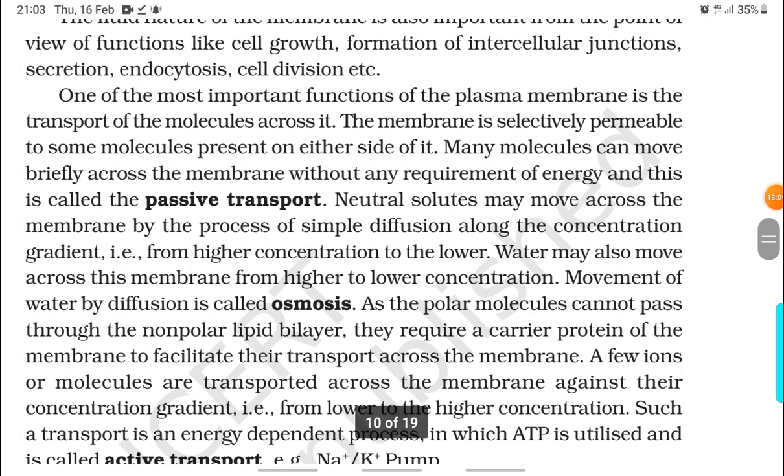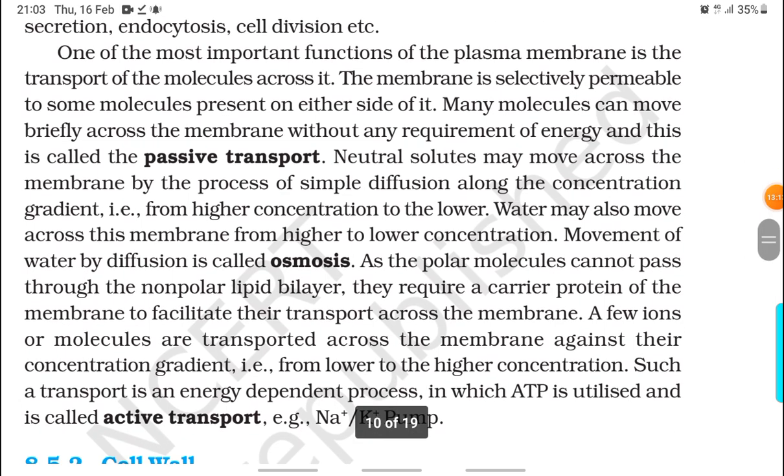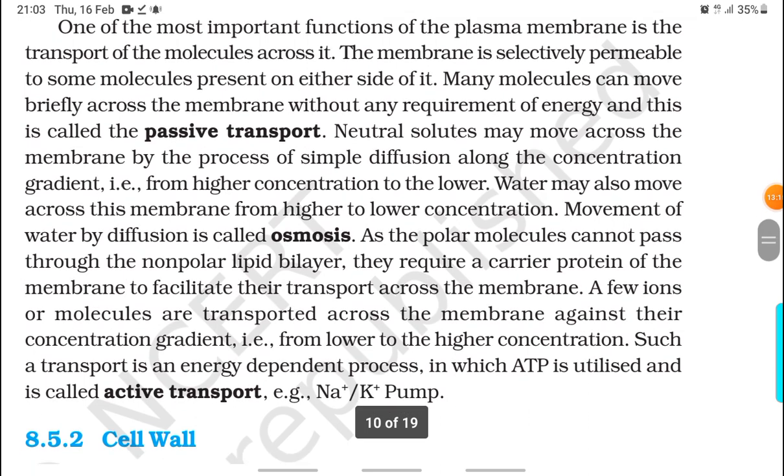One of the most important functions of the plasma membrane is the transport of molecules across it. The membrane is selectively permeable to some molecules present on either side of it. Many molecules can move across the membrane without any requirement of energy, and this is called passive transport. Neutral solutes may move across the membrane by the process of simple diffusion along the concentration gradient, that is, from the higher concentration to the lower. Water may also move across the membrane from higher to lower concentration. Movement of water by diffusion is called osmosis.